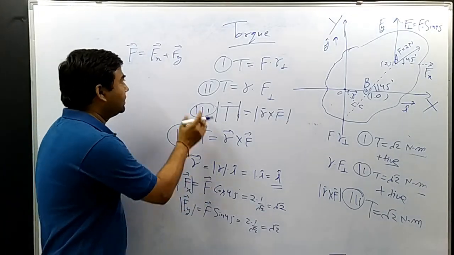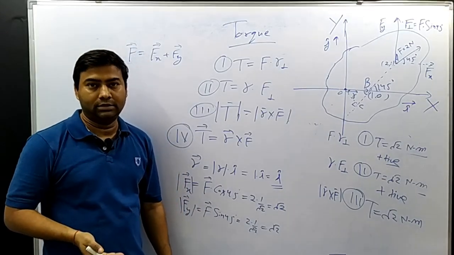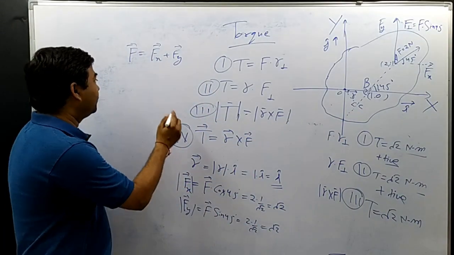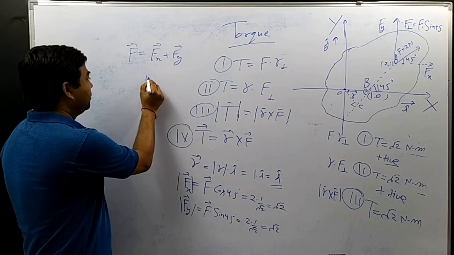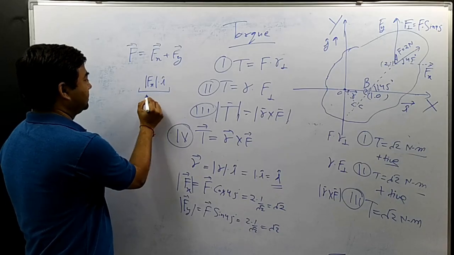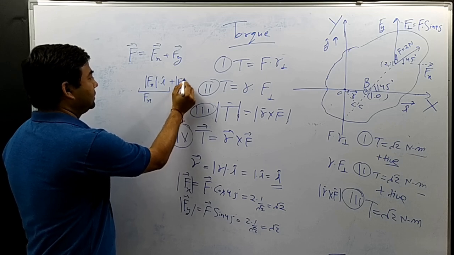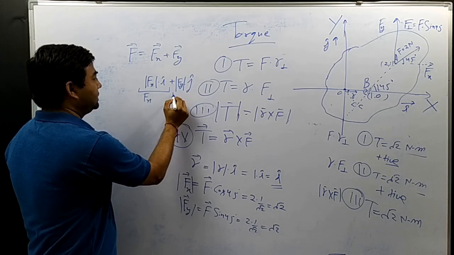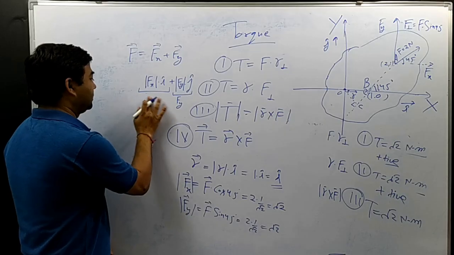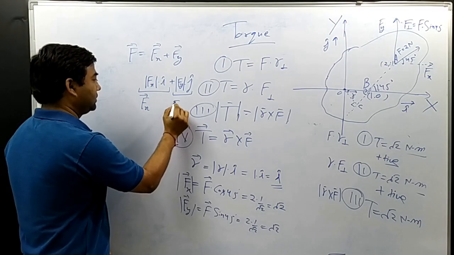Now vector Fx can be represented in terms of i because it is parallel to i. Fx is the x component, in the direction of the x-axis. So vector Fx can be written as mod of Fx into i. This is vector Fx, plus mod of Fy into j. This is vector Fy. You can write it like this.